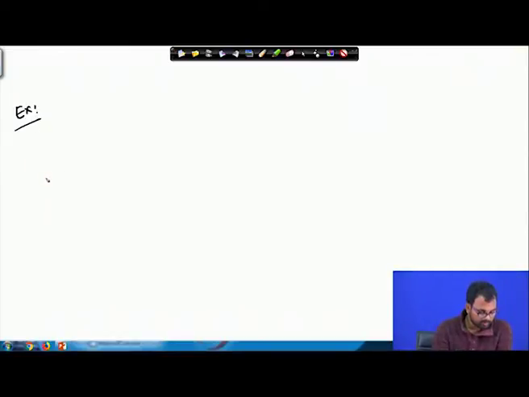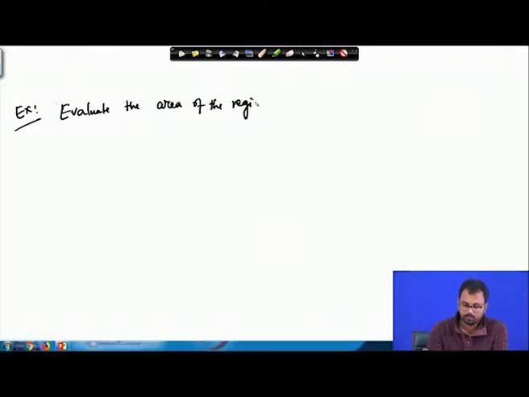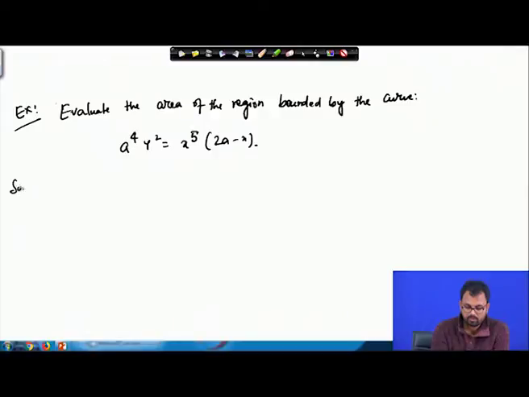So, prove that, or we can basically say evaluate. So, we will just evaluate, that will make it more interesting. So, evaluate the area of the region bounded by the curve a to the power 4 y square equals x to the power 5 times 2a minus x, right. So, let us write the solution.